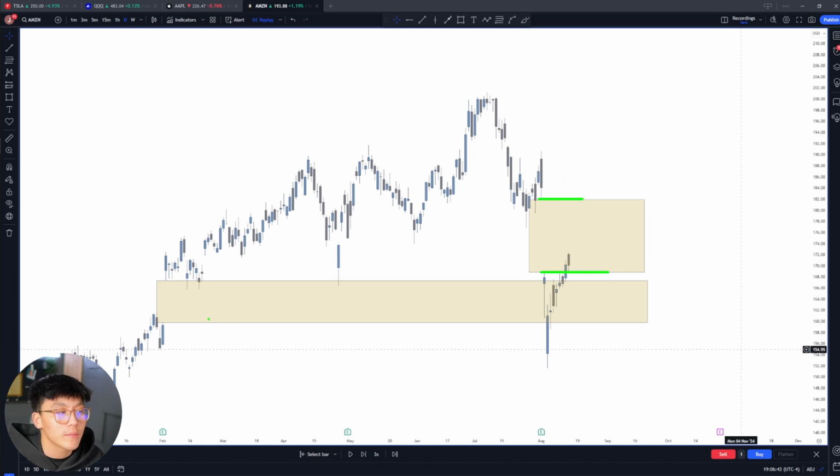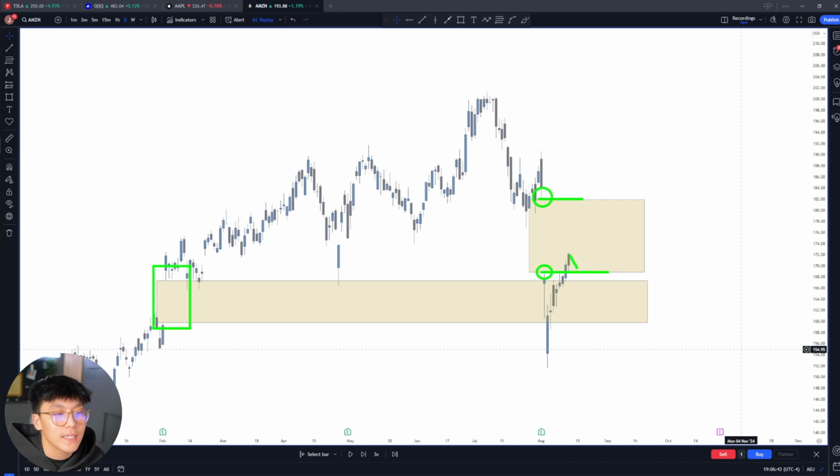So we have two gaps. We recently filled this imbalance right here. We completed the gap fill on the daily time frame, so now this price has been rebalanced. So we end up filling this gap. Now, as you can see right here, what we have is an unfilled gap.